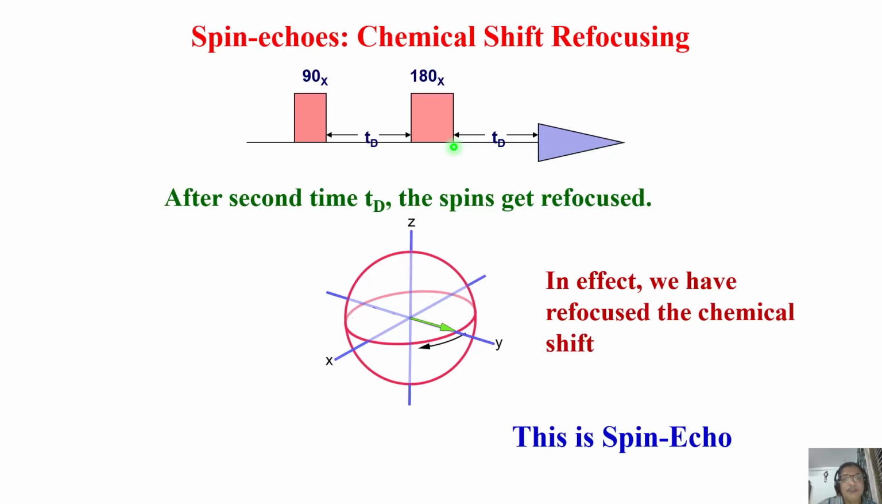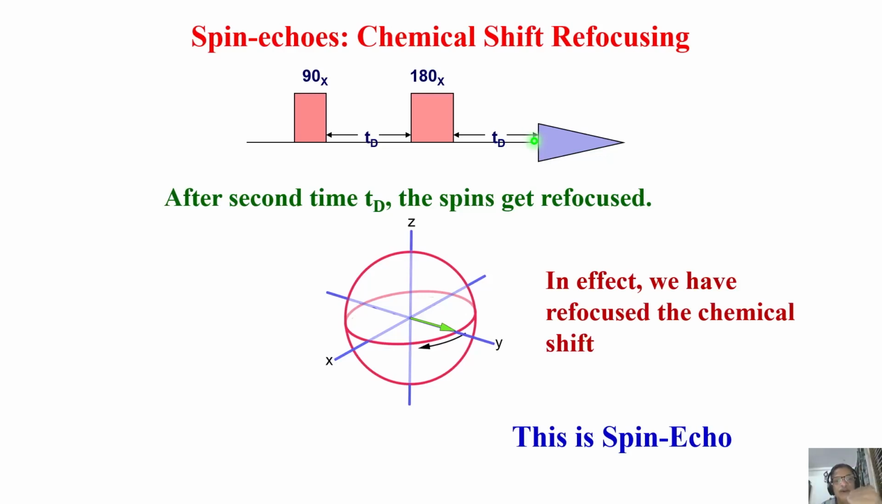After some time, what happens? At the same amount of time, although they had different speeds, they come back to the same point they started from, at the same time. They start at this point, they come back to this point at the same time. This is what is called refocusing. This is called echo. That means all the spins get refocused. This is what is called, in effect, a spin echo, where we have refocused the chemical shift. Understand, this is the concept of echo.